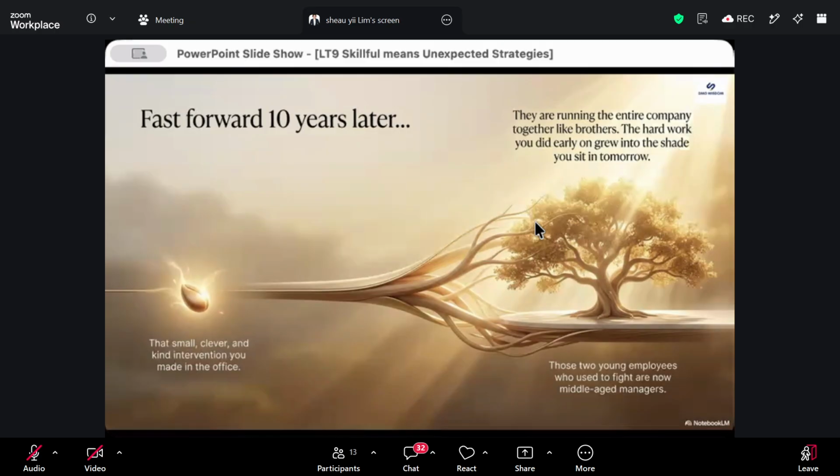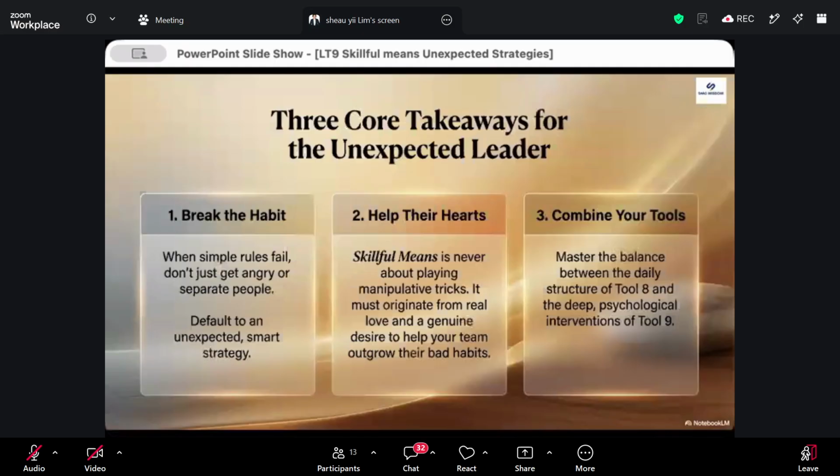So to wrap up from this Lab 2, just remember 3 simple things. The first is to break the habits. When a simple rule doesn't work, don't just get angry or separate the people. Try an unexpected or smart idea to let them work together and help them with the heart. Skillful means isn't about playing tricks among the people. It actually comes from a real love that you have toward your people, and you want to bring out the best of the people. Okay, and the third one is combine your truth.